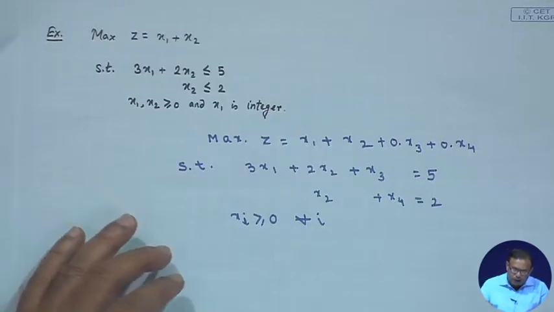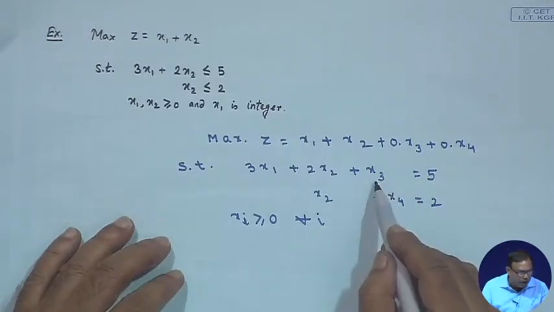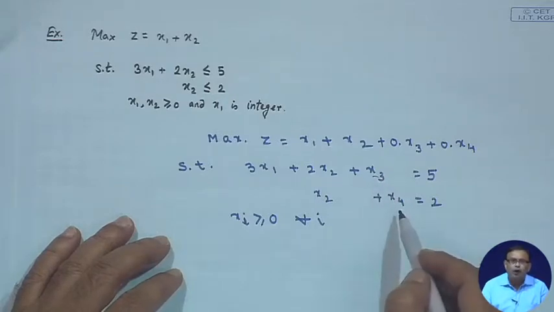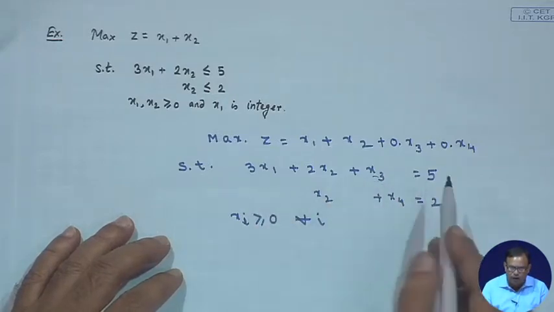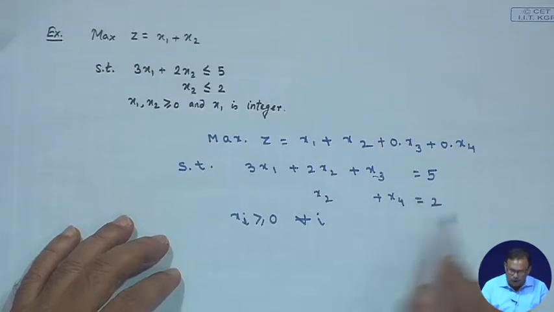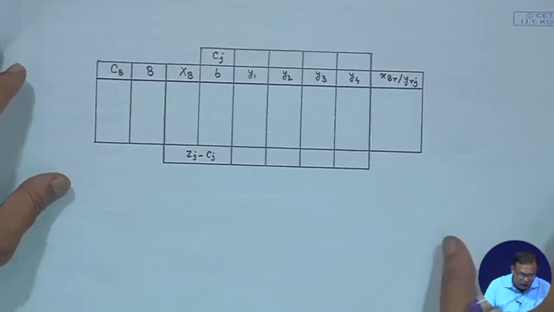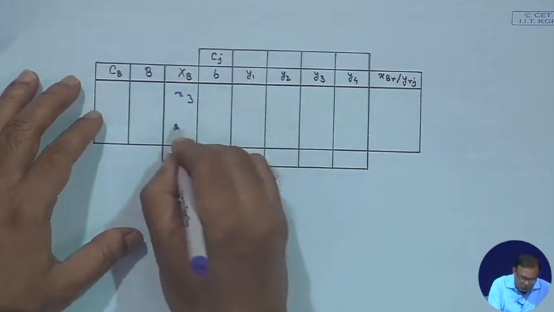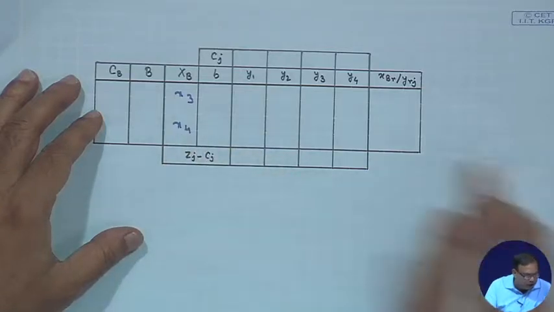So, in the basis two variables will enter, that is x3 and x4. These two will enter, because if I make x1 and x2 as 0, your x3 will be 5 and x4 will be 2. So, once I am doing it in the table, in the first table, x3 and x4 are appearing.